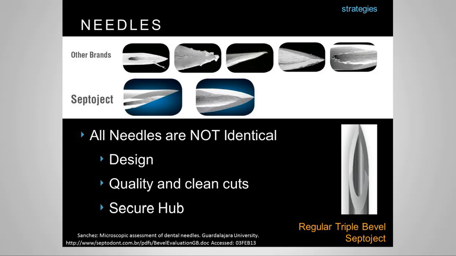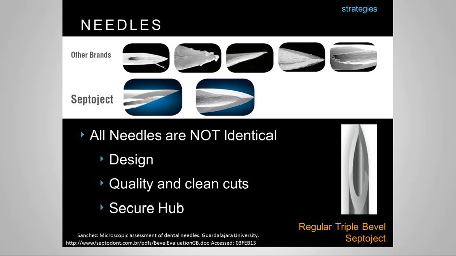So use needles that are made with excellent quality. They have a microscopic, excellent bevel on them. My particular favorite here is the regular triple bevel by Septodont. You can see there are different studies that have been done with microscopic comparisons, but you really need to think about the design they create, how they're marked on the hub, and how there's an indicator as far as how you can inject. Those indicators are important.